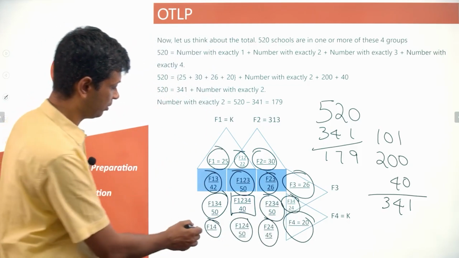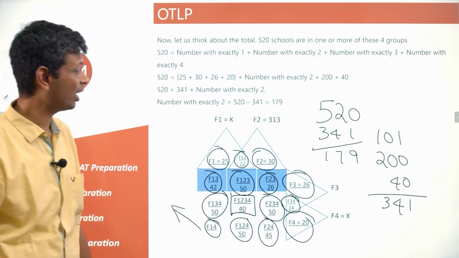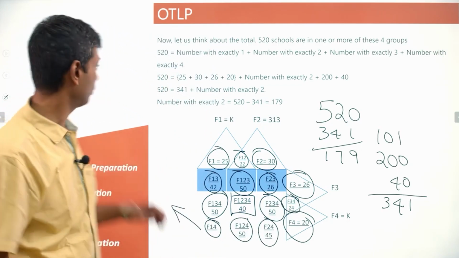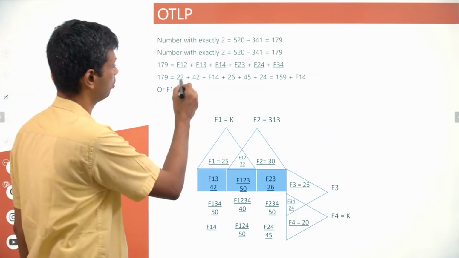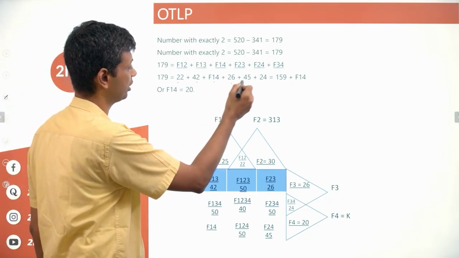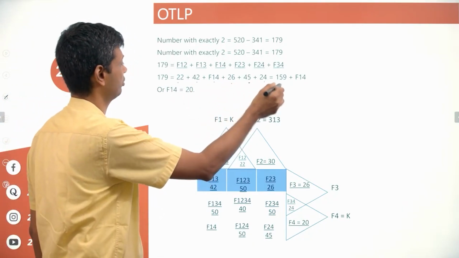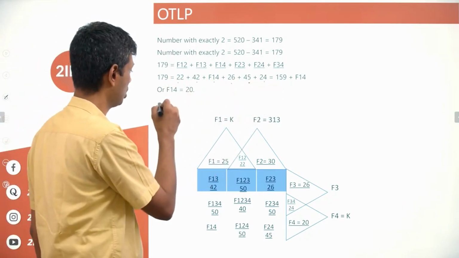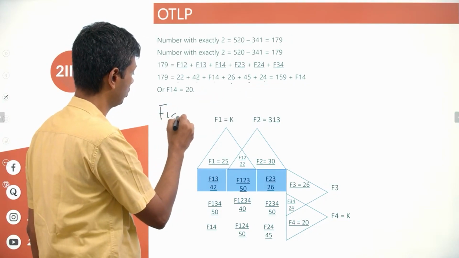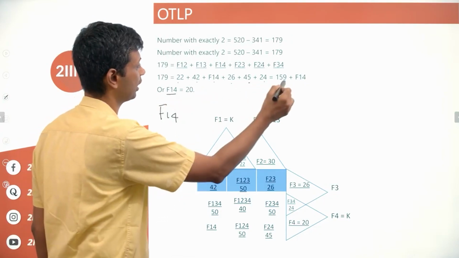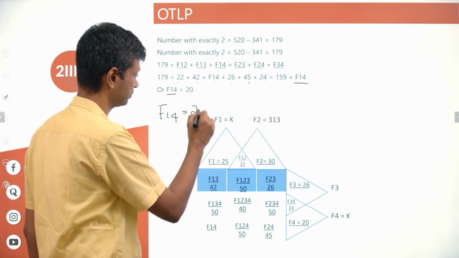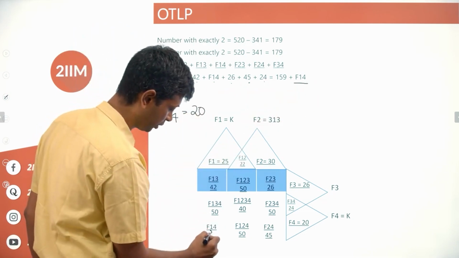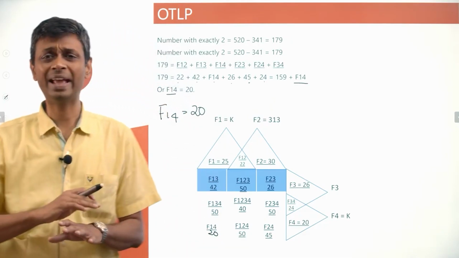Add all of this up. This is a missing term. Equate everything put together to 179. We are good to go, which is what we are doing here. So add everything up. 22 plus 42 plus F14 plus 26 plus 45 plus 24 is F14. Remember, this has to be F14 with an underlining thing. It's only 1 and 4 is 20. This number is 20. With that, we have solved the entire grid.